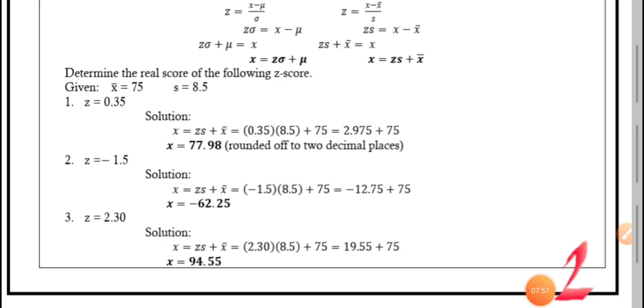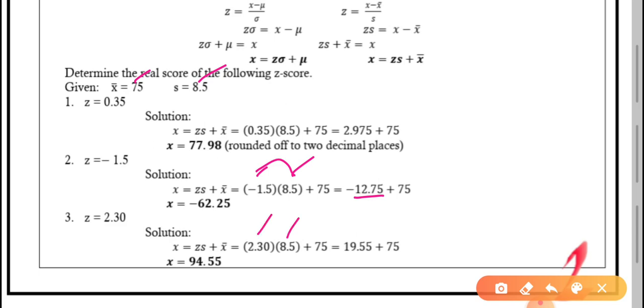Ganon din ang gagawin sa number 2, which is, we have negative 1.5 as your z, times 8.5, which will be coming from here as your s, plus 75 or x bar. When multiplied together, we will have negative 12.75 plus 75. X is equal to 62.25. Ganon din yung gagawin sa pangatlo. 2.30 times 8.5 plus 75. 19.55 plus 75 is equal to 94.50.